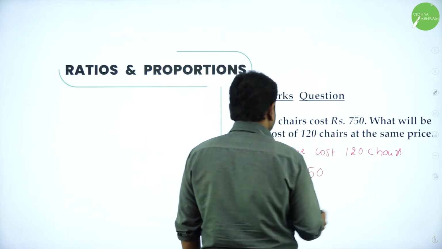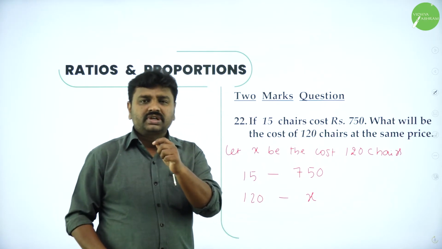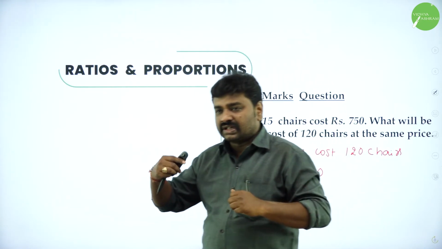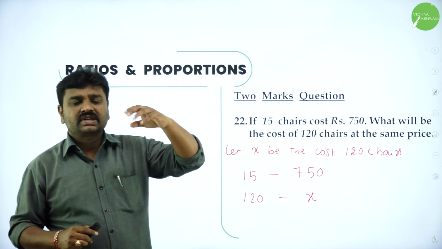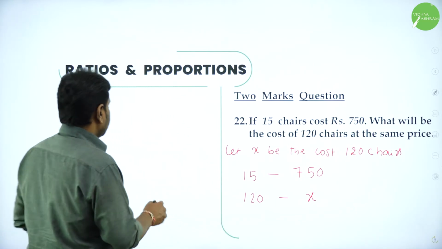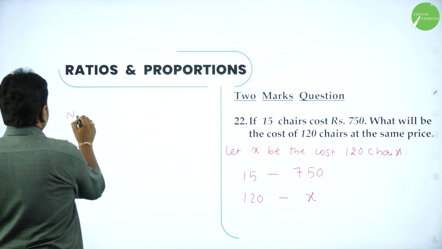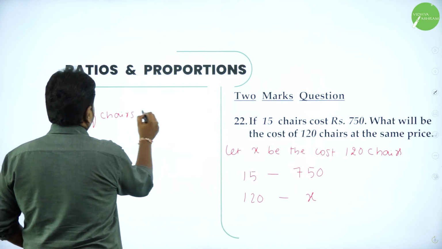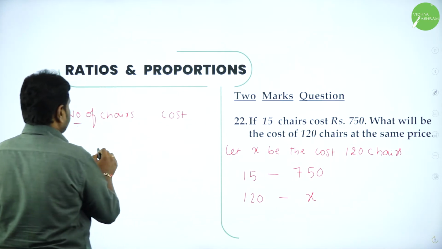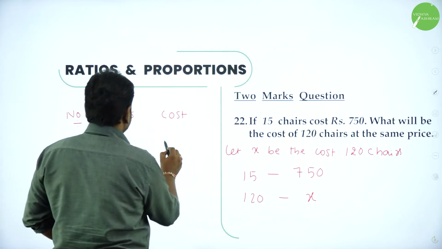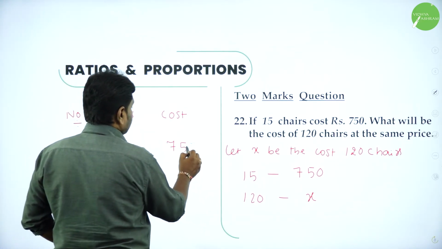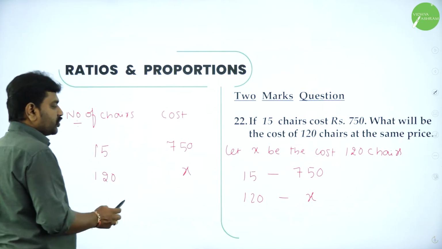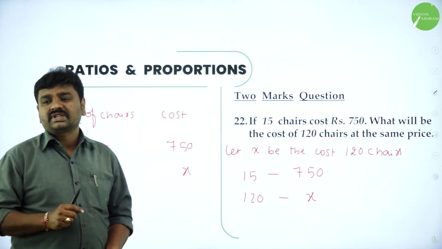Now, dear students, first you have to decide whether it's a direct proportion or an inverse proportion. Direct proportion means if one quantity increases, the other also increases. Here, I'll make a table: number of chairs and cost. 15 chairs, they give the worth, that is 750 rupees. And now they want the cost of 120 chairs. Obviously, it will be more. So that is X. It's a direct proportion.